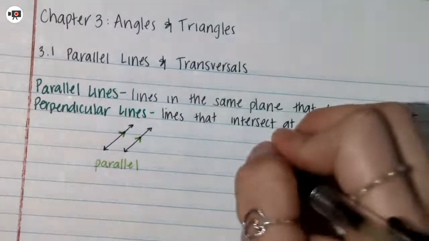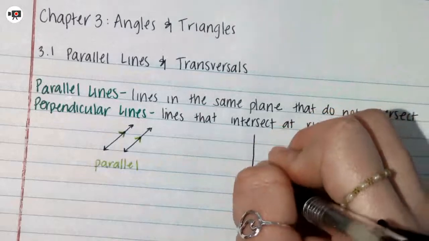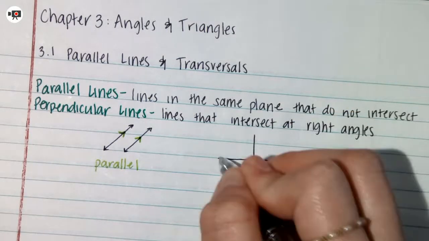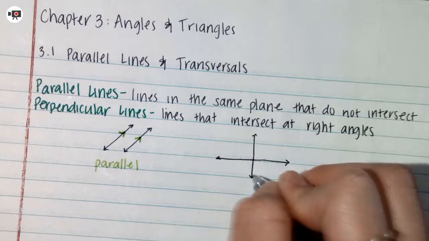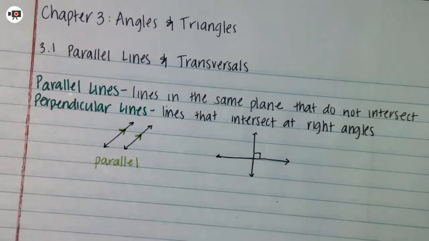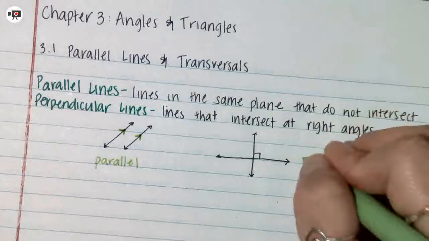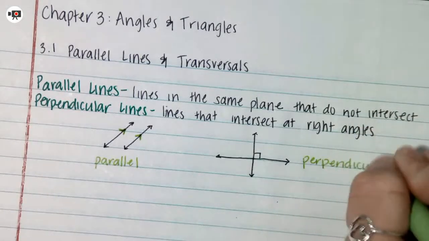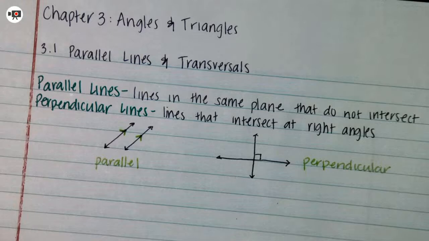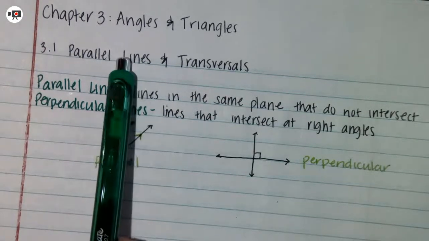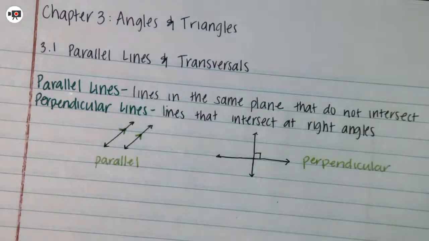Then we can have perpendicular lines. And these intersect at a right angle. This little square shows that it is a right angle, and these are perpendicular. So we talked about parallel lines. Now let's talk about transversals.